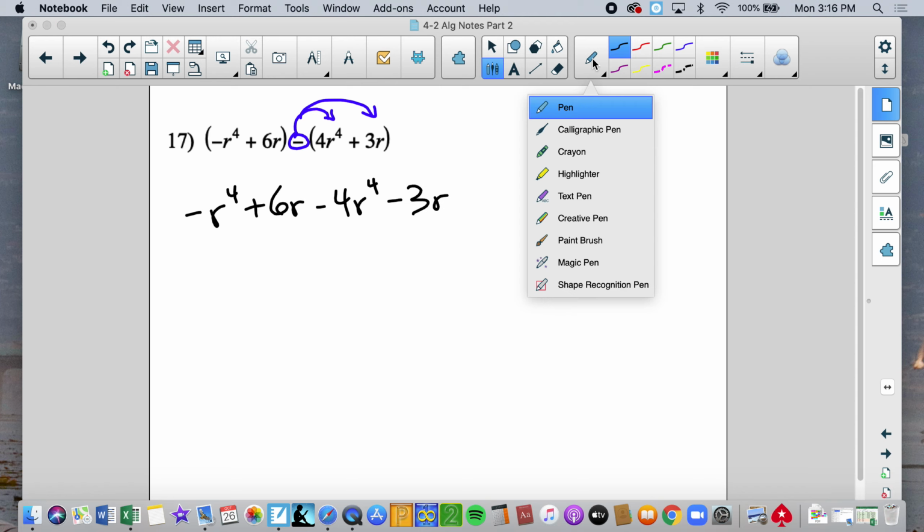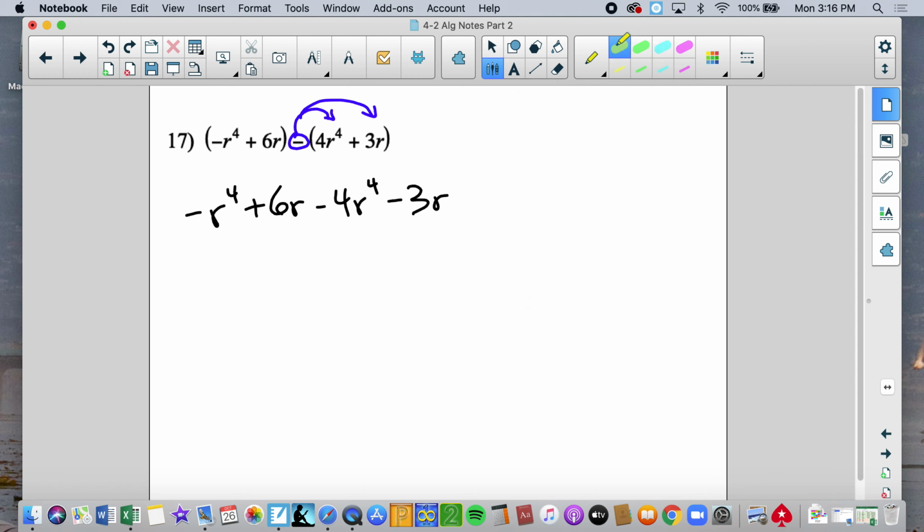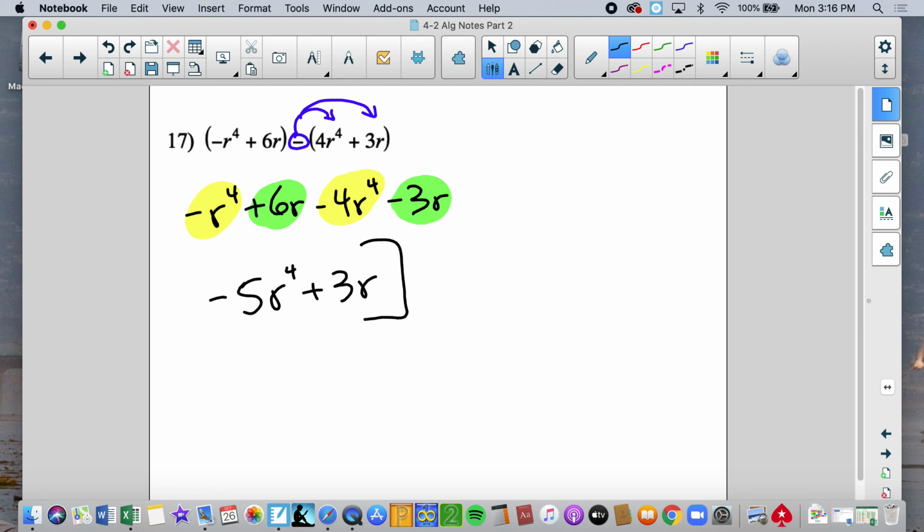Now we're looking for like terms. We have negative r to the fourth and negative 4r to the fourth. We have positive 6r and negative 3r. Those are like terms also. So negative r to the fourth and negative 4r to the fourth makes negative 5r to the fourth. Positive 6r and negative 3r gives me positive 3r. It's in standard form, descending order.